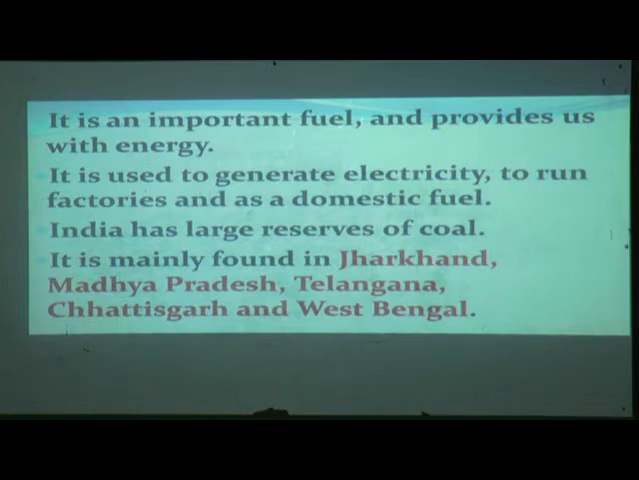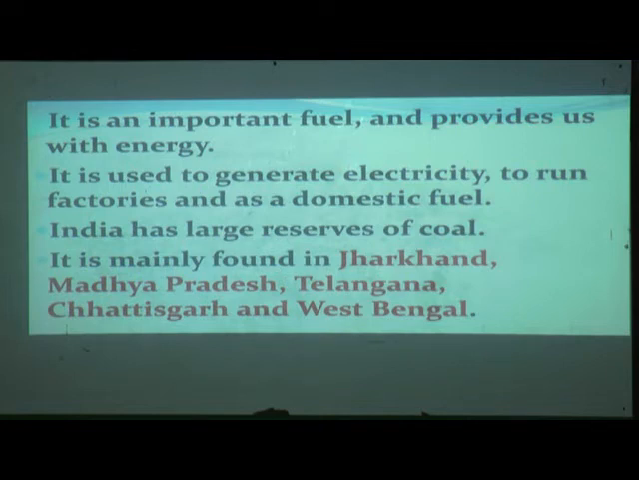Why coal? We may have a doubt that the teacher already told us we get light or electricity from water. Yes students, my dear students, that is correct. The teacher told you all that we get electricity from water, but we get electricity from coal also, from both. Why this coal? We can run small factories. Whatever type of electricity they need, we can get from coal, and also as a domestic fuel, at home also we can use it.